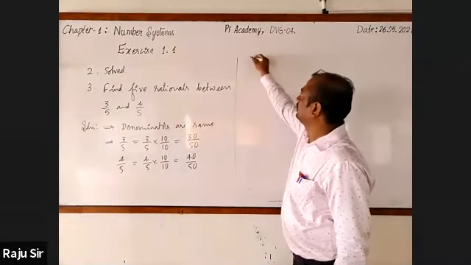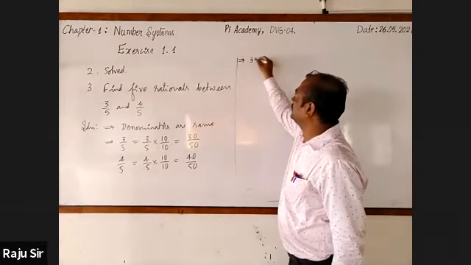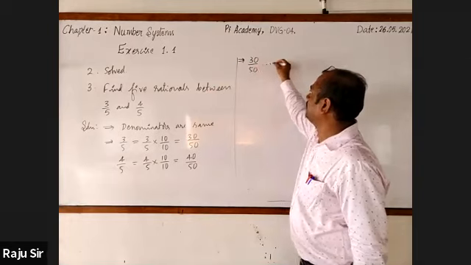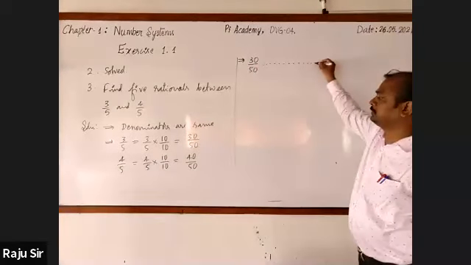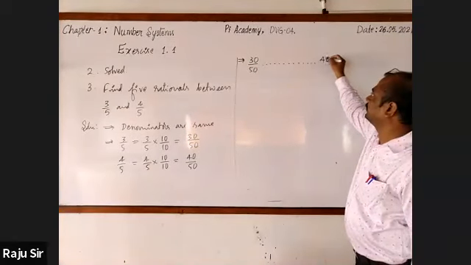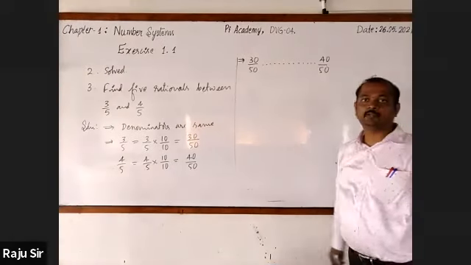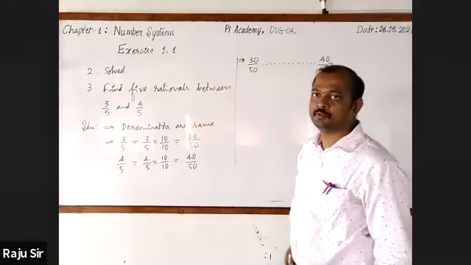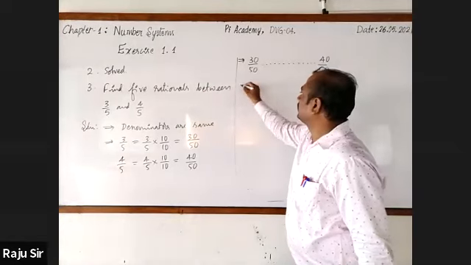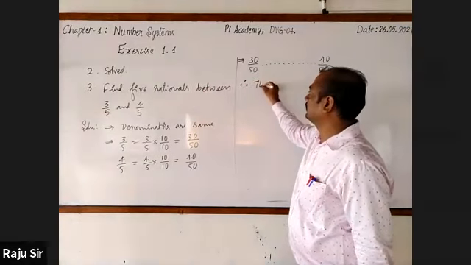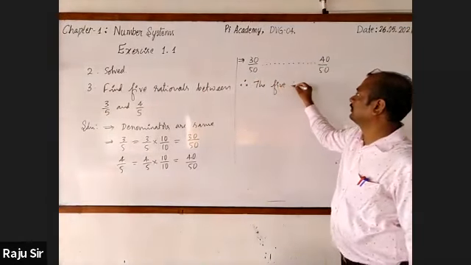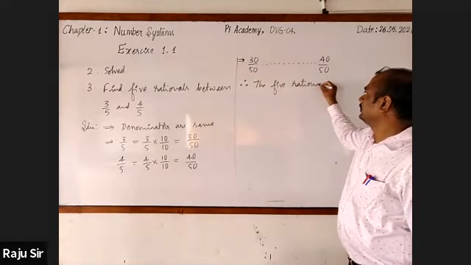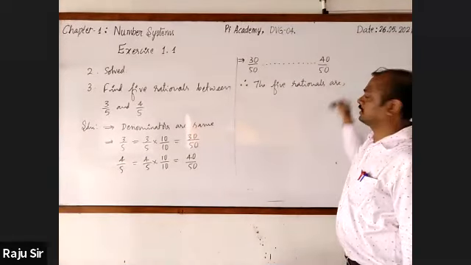Next, simplify: 30 by 50. Many numbers are there between 30 by 50 and 40 by 50. We want just to find five. Right, conclusion. Therefore, the 5 rationals are 31 by 50.